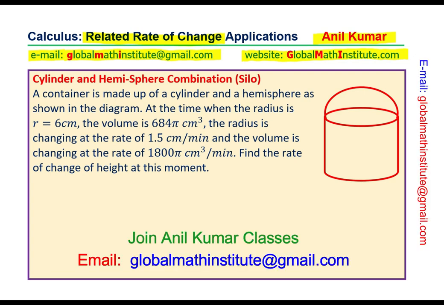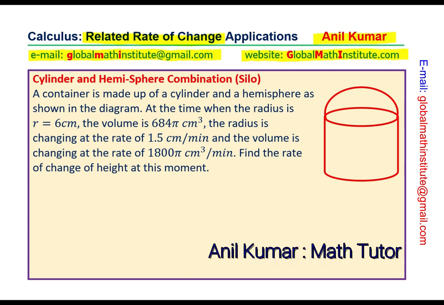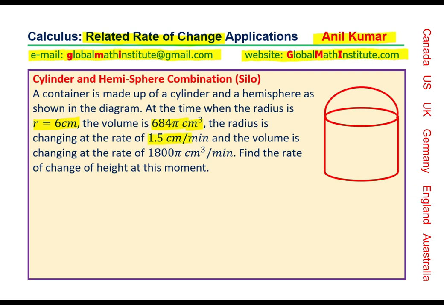Well, the question here is: a container is made up of a cylinder and a hemisphere as shown in the diagram. At the time when the radius is 6 centimeters, the volume is 684 pi centimeter cube. The radius is changing at the rate of 1.5 centimeters per minute, and the volume is changing at the rate of 1800 pi centimeter cube per minute. Find the rate of change of height at this moment. You can always pause and answer the question and then look into my suggestions.